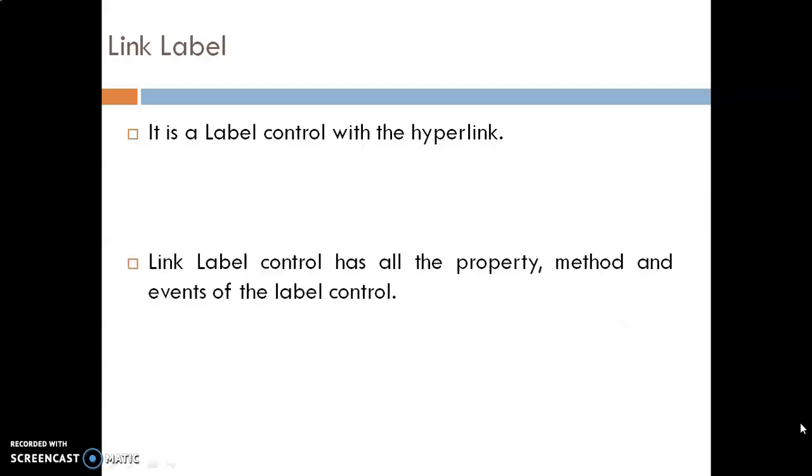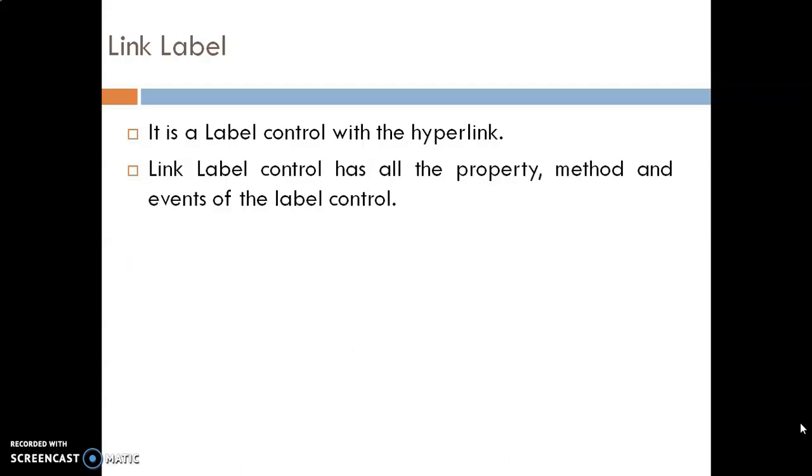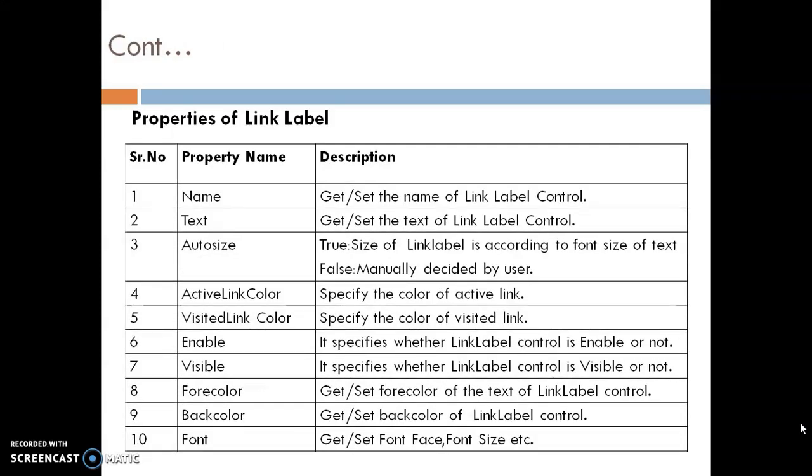Link label control is a control which provides hyperlink. It is similar to the label control, means it has all the property, method and events similar to the label control. Now, properties of link label. First property is name. Name property is used to get or set the name of link label control. Then text. Get or set the text of link label control.